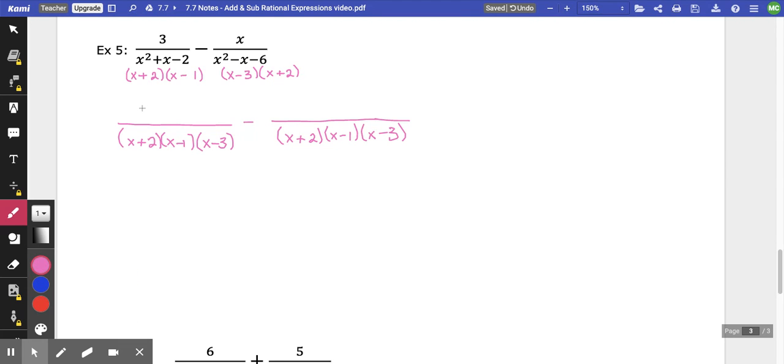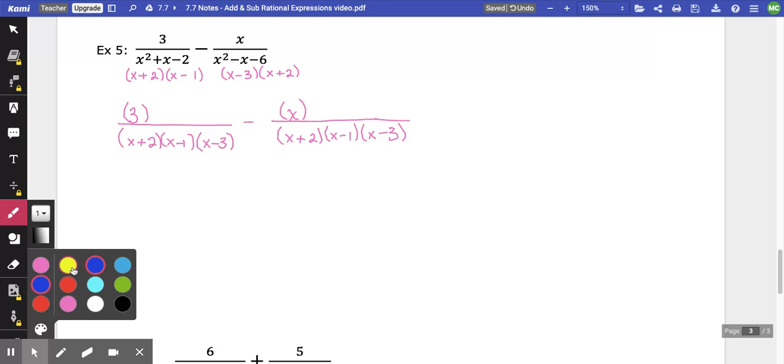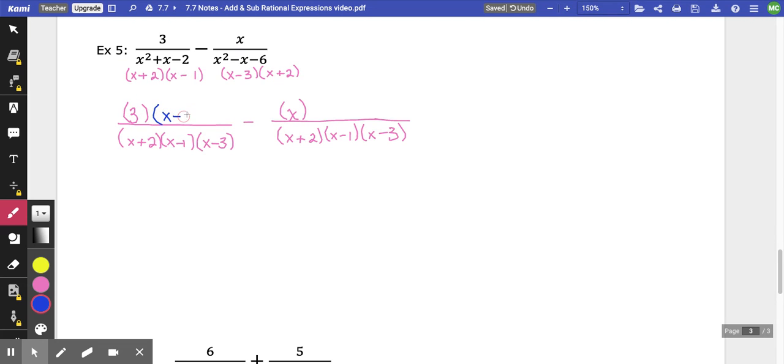So now, again, the numerators are going to be adjusted based on whatever I did to the denominator. So I'm going to go ahead and write down the original numerators there, put them in parentheses, and then I'm going to go through and look for whatever's new in the denominator. So for my first one, I had an x plus 2 and an x minus 1. And in my new denominator, I also have an x minus 3. So I'm going to go ahead and write down an x minus 3 next to the old numerator.